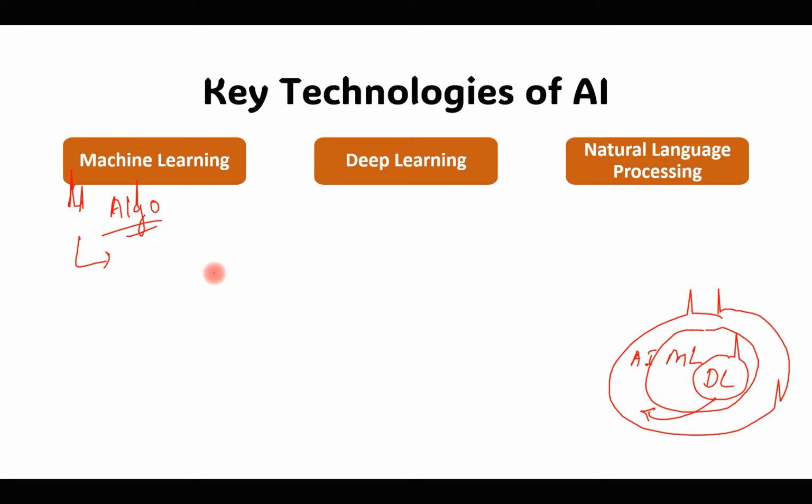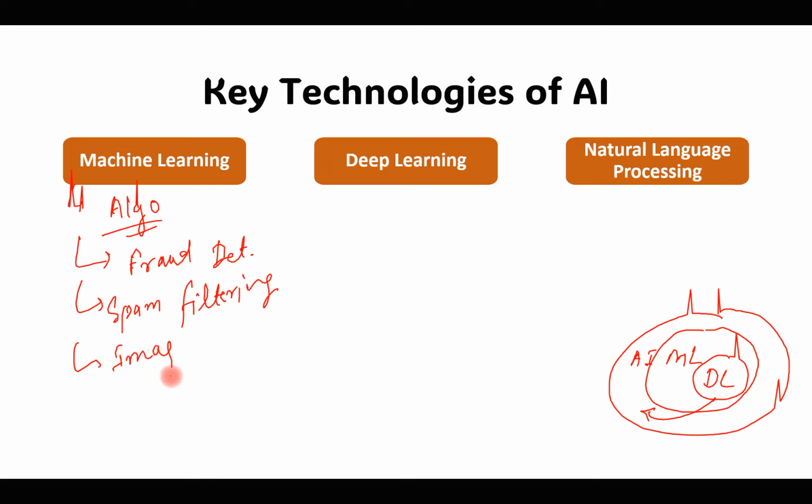So let me mention here. It can be used for fraud detection, spam filtering, image recognition, and speech recognition. So these are the primary use cases of machine learning.